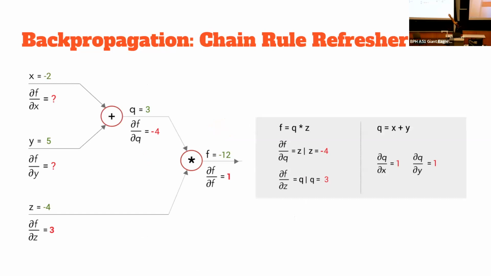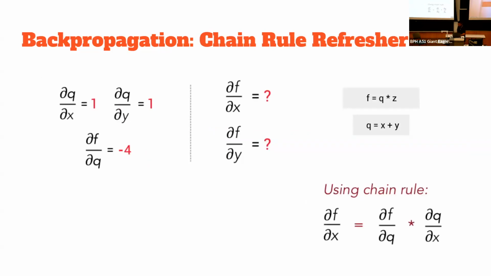You can look at the equation, or you can look at the computation graph. We can compute all the derivatives and then flow backwards. This is how the general chain rule of derivatives works for backpropagation. So this is just a refresher of how we can compute df by dx, which is basically df by dq. f is q times z, and q is x plus y. So you can do df by dq times dq by dx. This is how we do the chain rule.